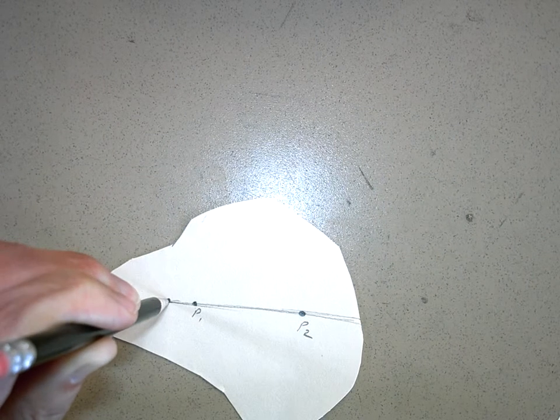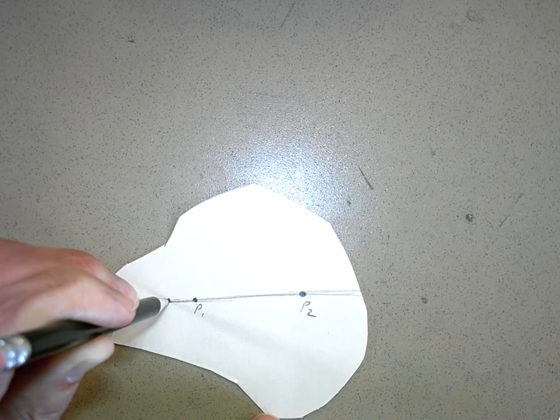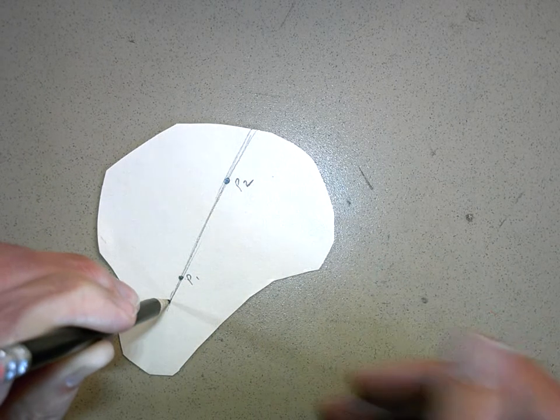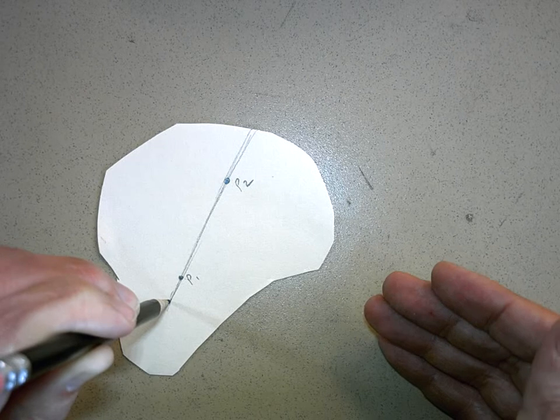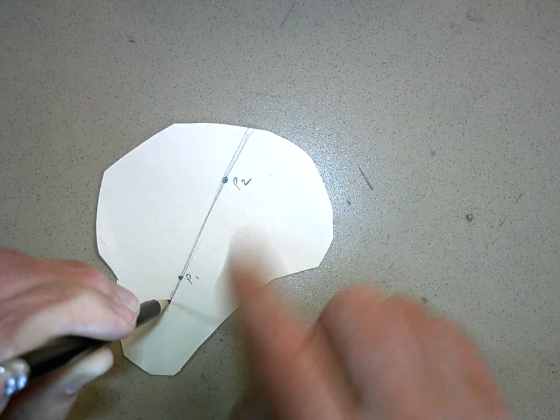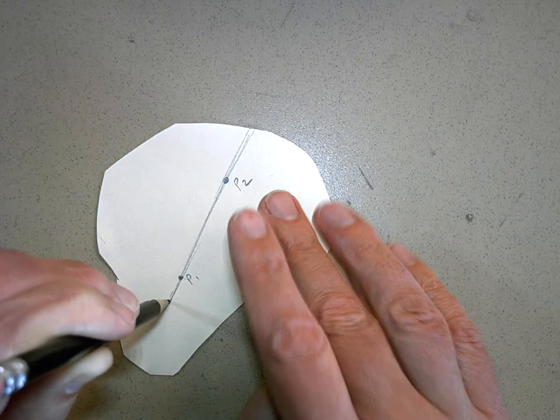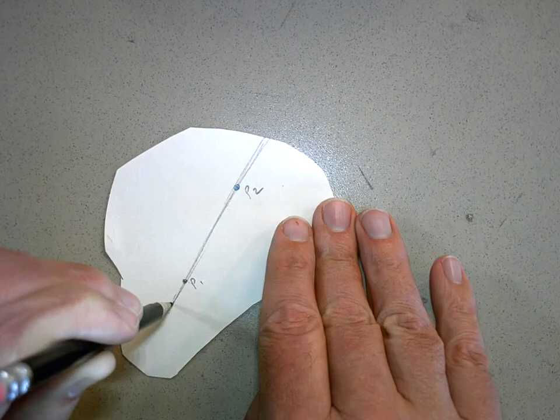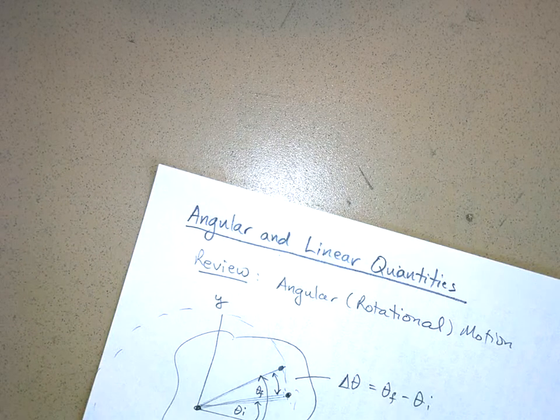Now they have the same angular velocity, don't they? They're rotating. They both rotated through the same angle in the same amount of time. So the angular velocity is the same, but the linear velocity is a lot different. P2 moves a lot faster than P1 does because it's farther away from the axis of rotation. I think you can see that. All right, so what we want to do is relate the linear speeds to the angular velocities, and that's what we're going to do right now. And it's pretty easy, actually.